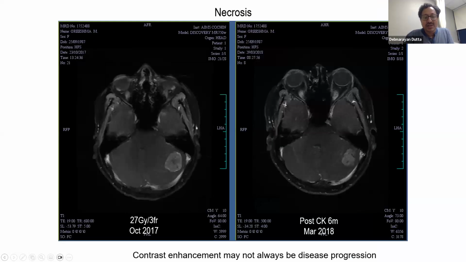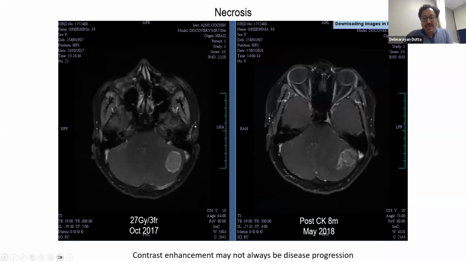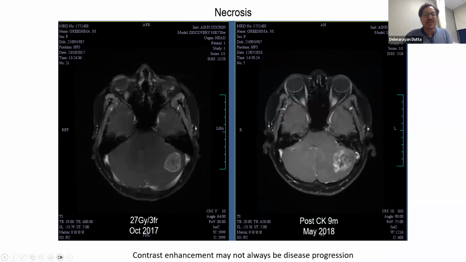See, this is another patient who has a response at 6 months' time. See, but then it has started increasing again. At 8 months' time, you see the lesion has started increasing. See, now it has increased, but the character has changed. It is like a necrosis.